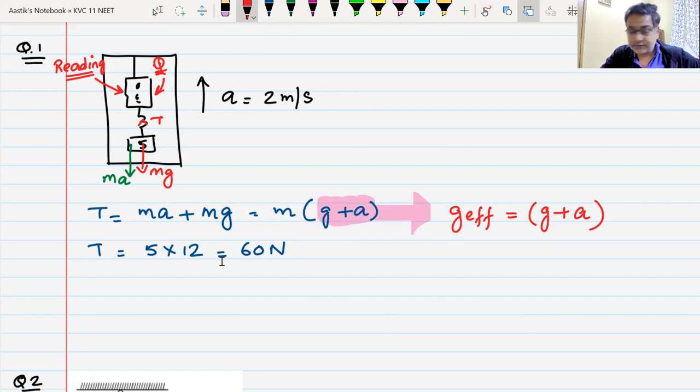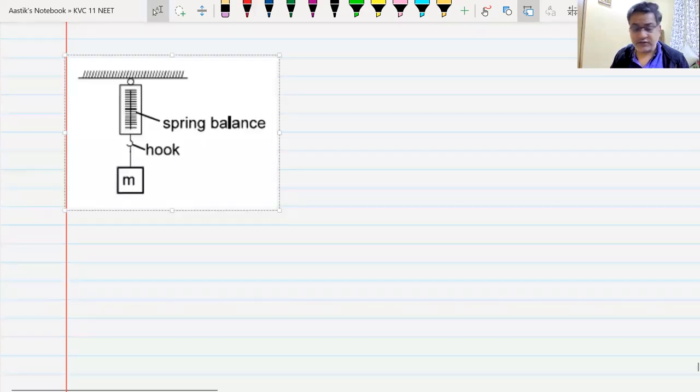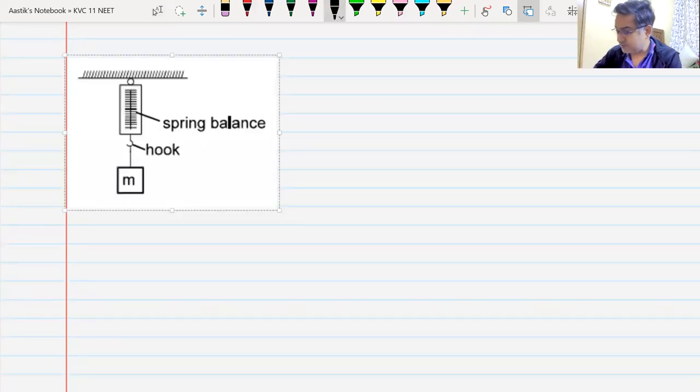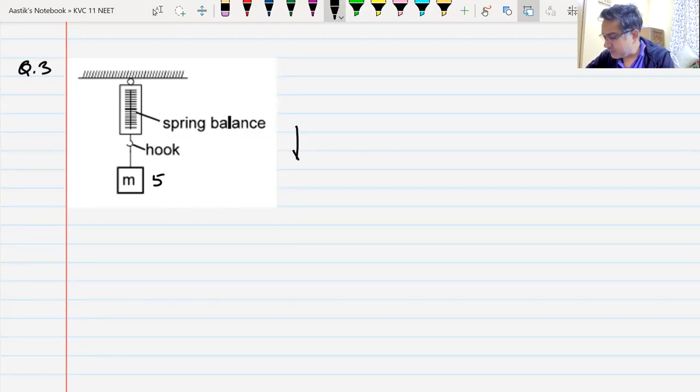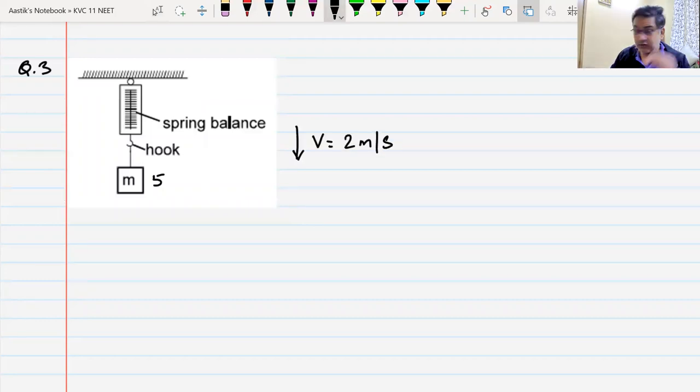Okay. Let me bring a third question. This is the third question. Same lift, same spring balance. Same block, 5 kg, is now moving down with a velocity of 2 meters per second. Again, the same question. What is the reading in the spring balance?